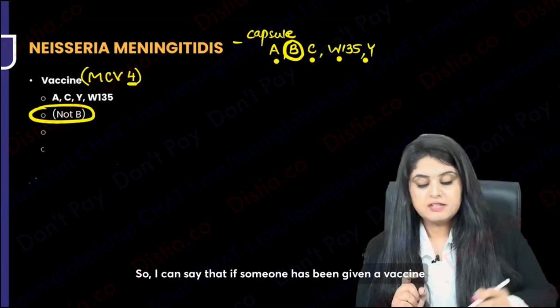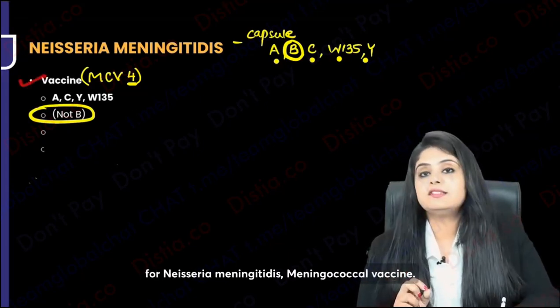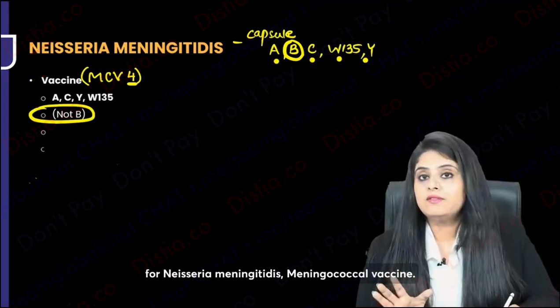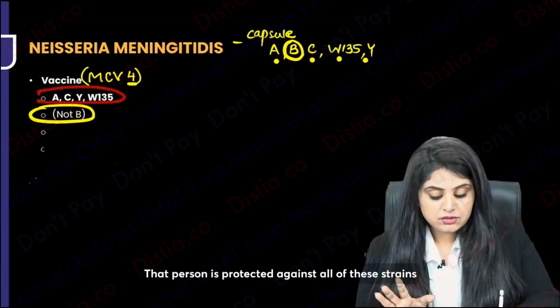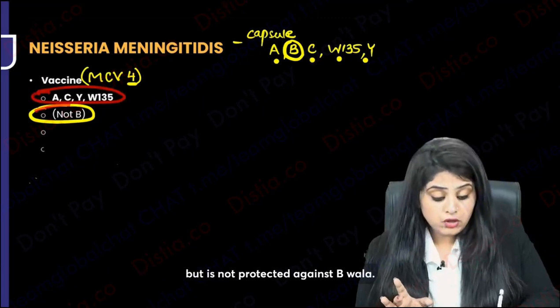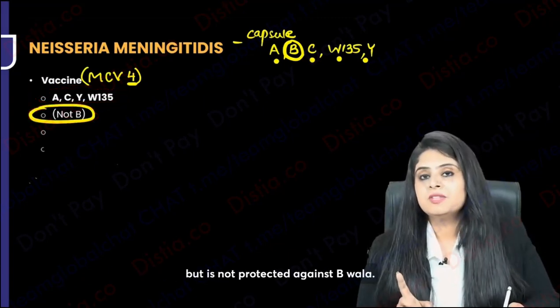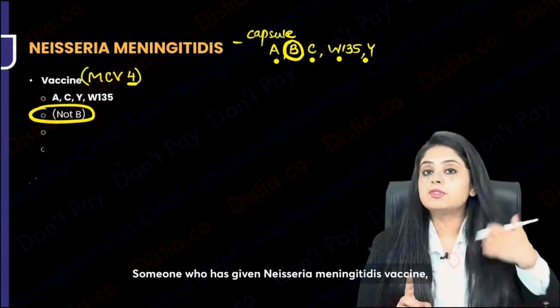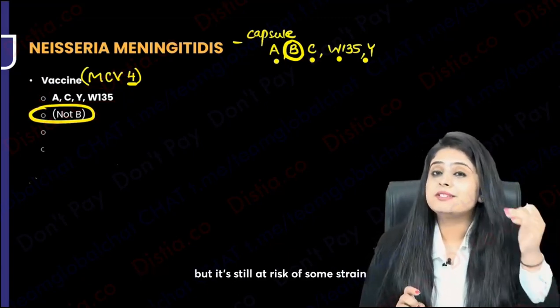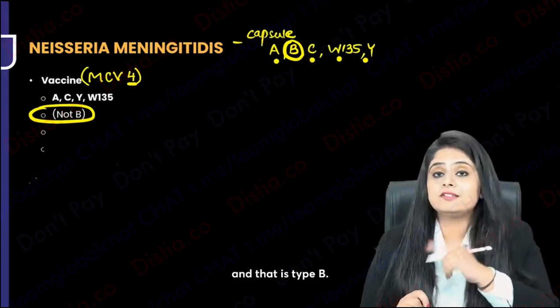So I can say that if someone has been given a vaccine for Neisseria meningitidis, the meningococcal vaccine, that person is protected against all of these strains but is not protected against type B. So remember, this comes as a question. Someone was given the Neisseria meningitidis vaccine but is still at risk of some strain, and that is type B.